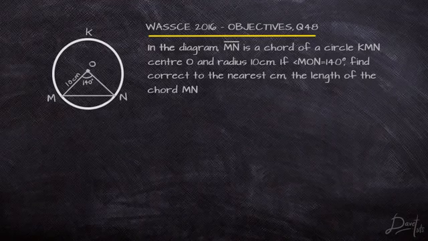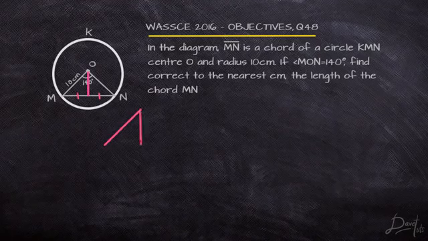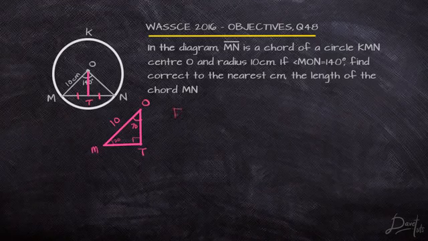Question 48 in the same year, 2016 WAEC question. Here we are given MN as the chord of a circle with center O and radius 10 centimeters. Now, from this particular diagram, we are asked to find the length of the chord MN, but we can introduce a point T on the diagram, and we can see that that is a right angle triangle with 10 as the hypotenuse and 70 degrees defined for us already.